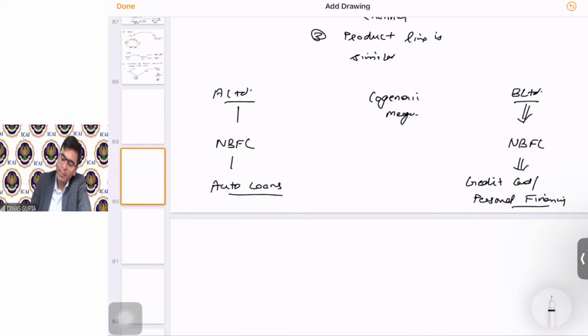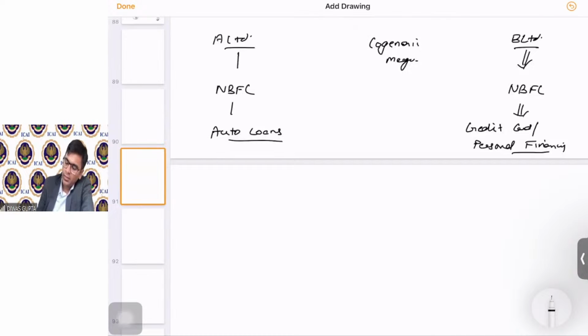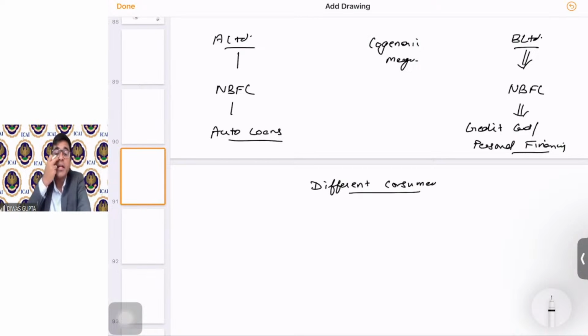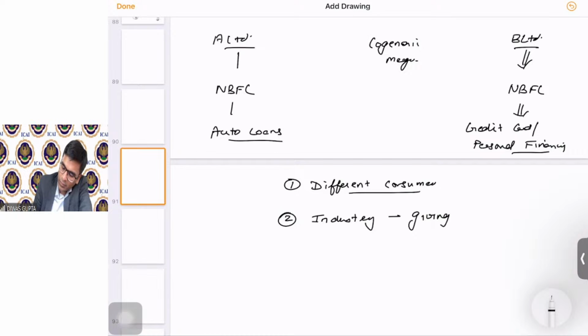Now, do you think that the product line is similar? Yes. Let's put it like this. First of all, they have different consumers. Why different consumers? Because in auto loans, you will have consumers who want to purchase an automobile. In personal financing, you will have consumers who have to borrow for their personal needs. So different consumer sets with different consumer needs, that is okay. Second, the industry is about giving loans. So the industry is common, which is an NBFC.